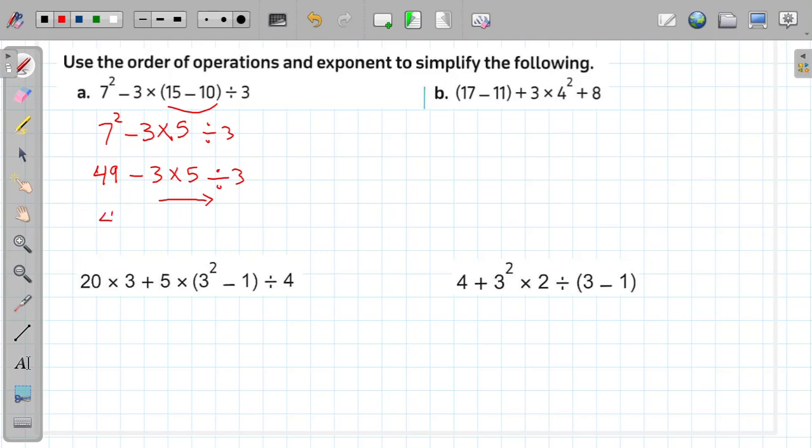So I have here 49 minus 5, and 49 minus 5 equals 44. So the final result of all of these operations is 44.